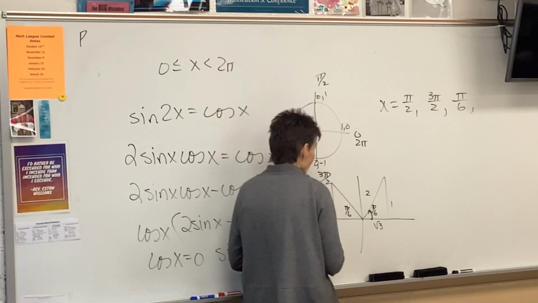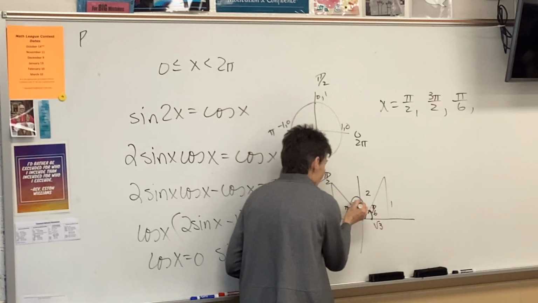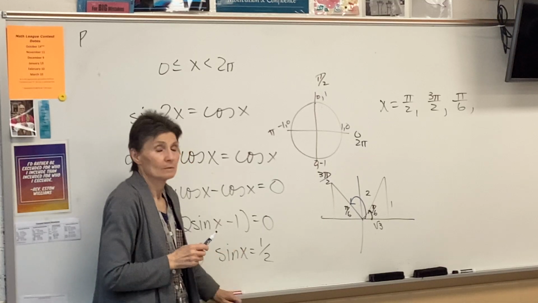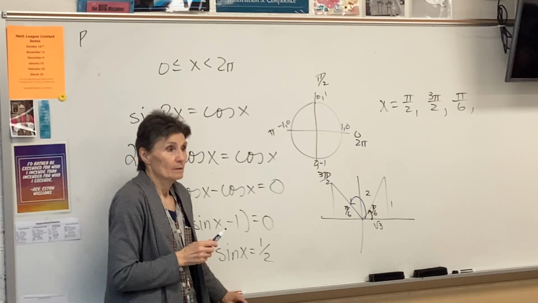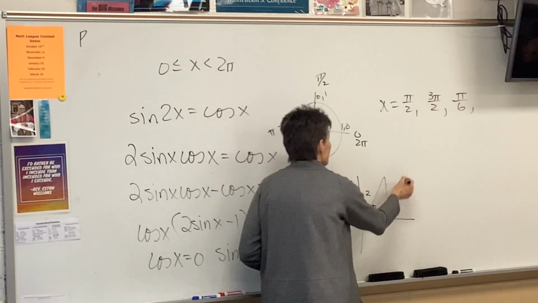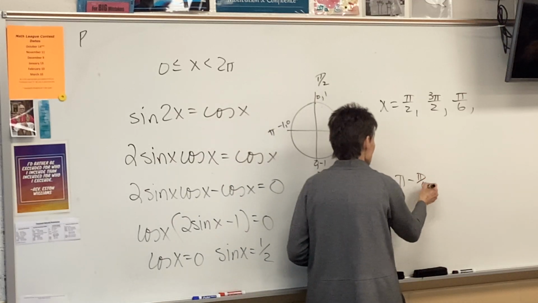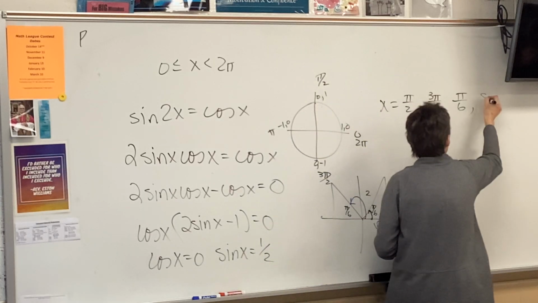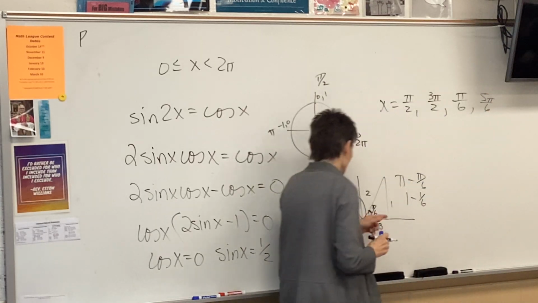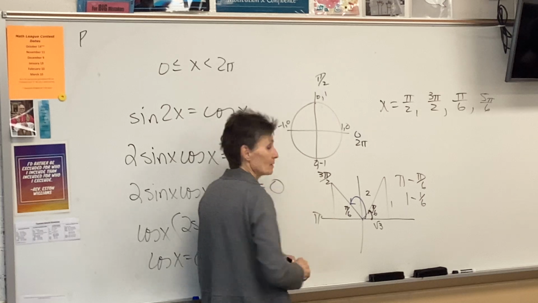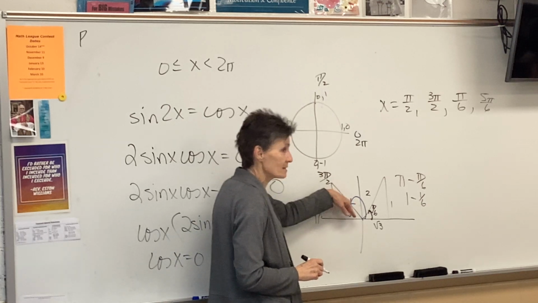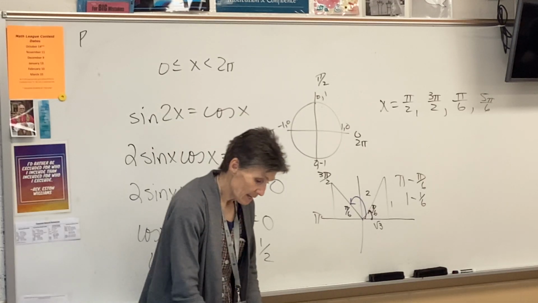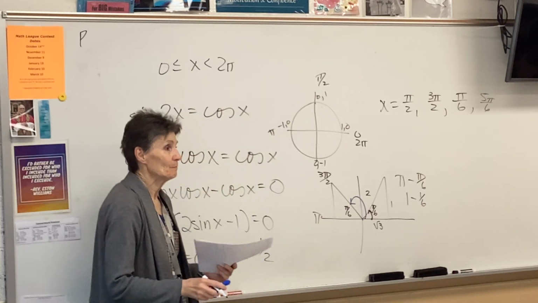But now we've got to figure out that answer. That one is pi minus pi over 6. So basically 1 minus a 6 is this 5 pi over 6. You're exactly right. This is 1 pi right here. So pi minus a 6. Anybody have a question about that?